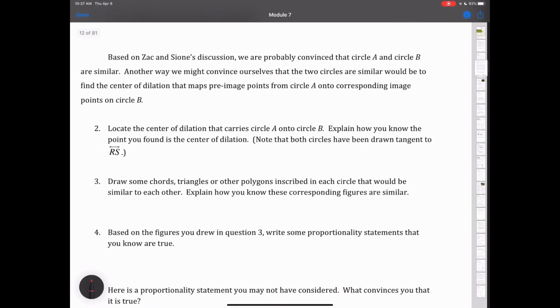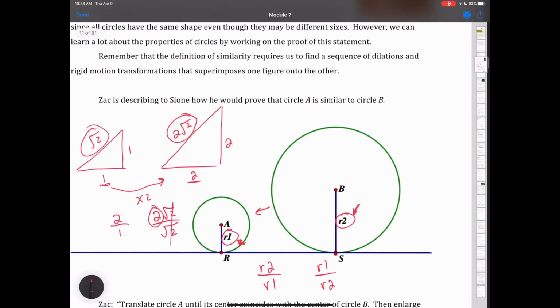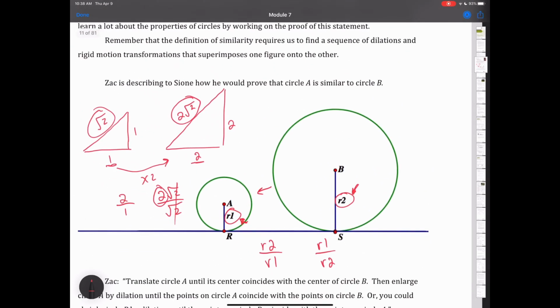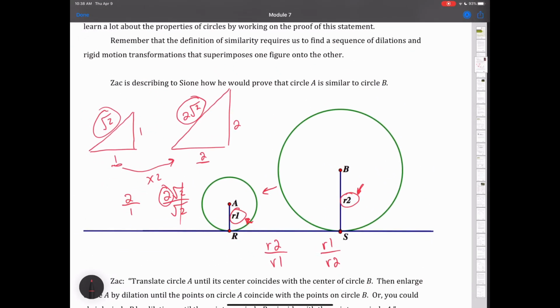And now, based on Zach and Sion's discussion, we are probably convinced that circle A and circle B are similar. Another way we might convince ourselves that the two circles are similar would be to find the center of dilation that maps the pre-image points from circle A onto corresponding image points from circle B. So we need to find the same points, or corresponding points rather, from circles A and B. Okay, we're looking really for the center of dilation here, which we've done in the past before.